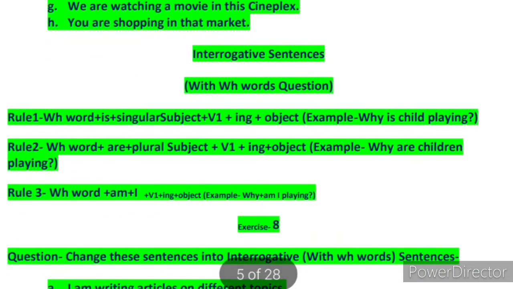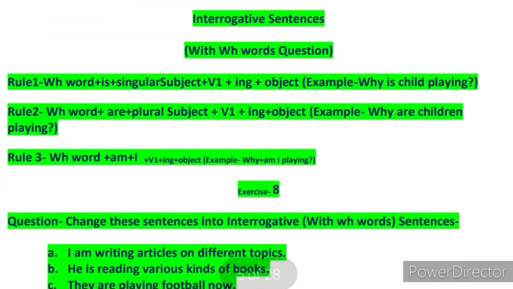Next is interrogative sentences with WH words. So rule 1, we will make the sentences just as we have made them in the yes or no answer type of questions. So the rest will be the same. We are supposed to add a WH word in the beginning. The rest of the structure is the same as it was in the yes or no answer type of sentences.